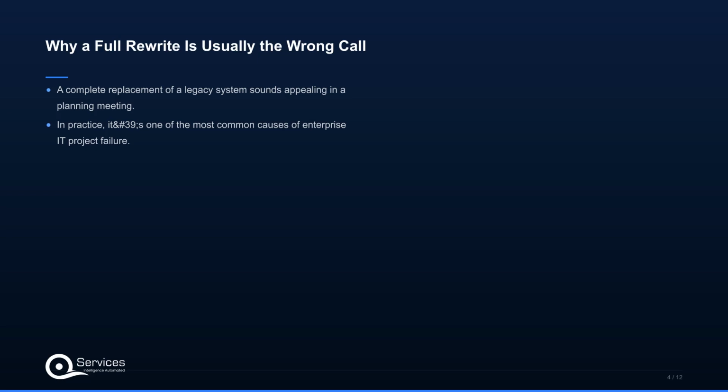A complete replacement of a legacy system sounds appealing in a planning meeting. In practice, it's one of the most common causes of enterprise IT project failure. Business logic embedded over decades gets lost in translation, data migration introduces edge case corruption, and timelines routinely stretch from 18 months to 3 years or more.